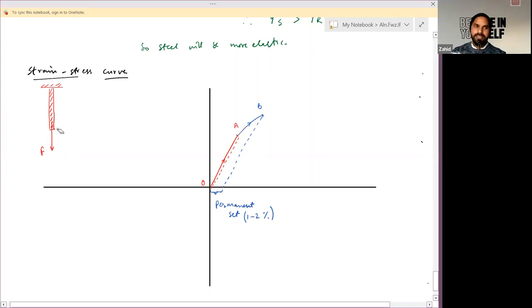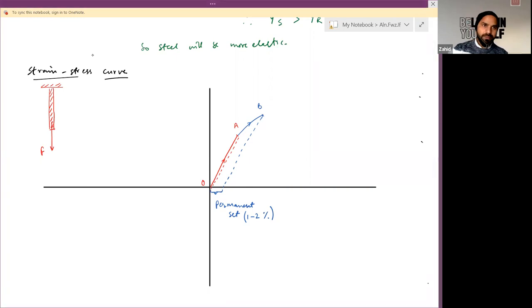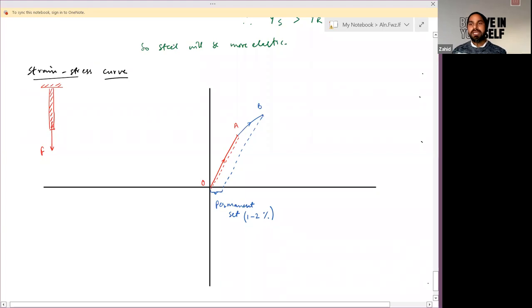Let me define it once more. Initially, if you apply stress to this particular object up to a certain extension, let's say A, and then remove the deforming force, the object will return exactly to its initial state, that is point O. Now, if you extend it a little bit more beyond A, let's say to this point B, the object still has the ability to regain its original shape. But now it has some permanent deformation, which is called permanent set, about 1 to 2% of its actual length. Up to this length, the object has elastic behavior.